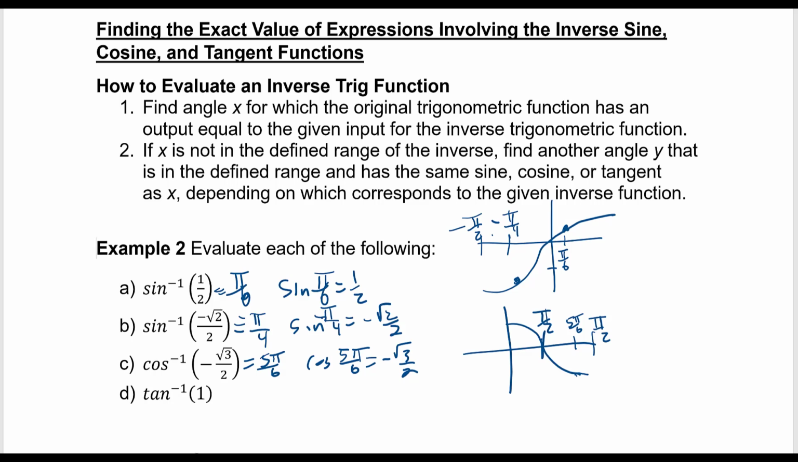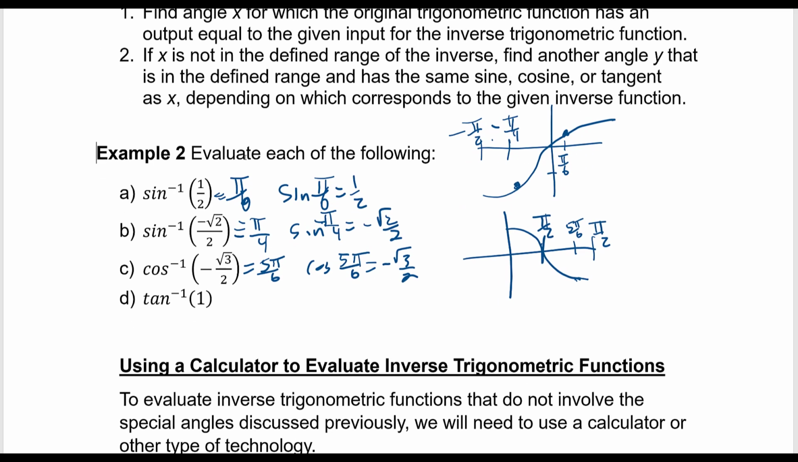And our last one is the tangent inverse of 1. Just remember our tangent looks like this. Here's pi over 2, here's negative pi over 2. And it's going to be 1, and the 1 corresponds to pi over 4. So this is pi over 4, because tangent of pi over 4 is 1. Okay, that's it for this video.